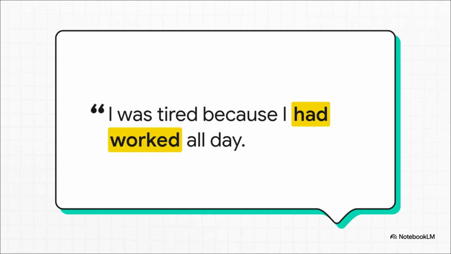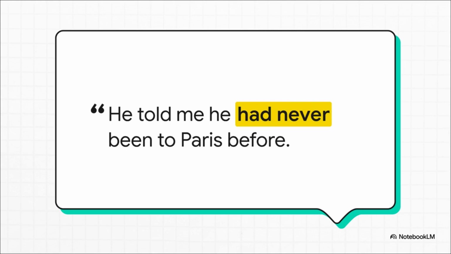Second, it's absolutely fantastic for showing cause and effect. I was tired because I had worked all day. Why was I tired? Well, the reason is the work that happened before I felt tired. So the past perfect helps explain the why behind a past feeling or situation. And third, you'll see this all the time in reported speech. That's just when you're telling someone what another person said. For example, he told me he had never been to Paris before. The action of not going to Paris happened before the action of him telling me.